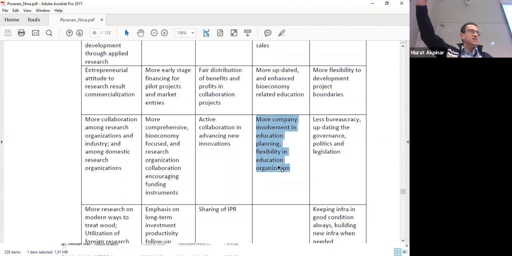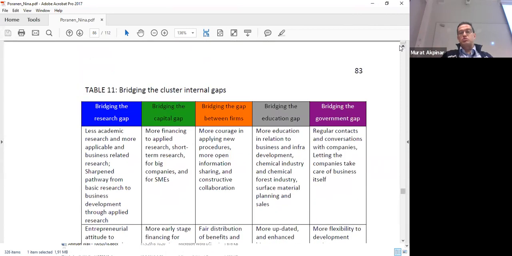So this table summarizes very nicely. Okay, we have these gaps. How do we bridge those gaps? Here you go. There are very concrete suggestions of what whoever will do should do to bridge those gaps. So this is what we are trying to find out. How do we make the actors in the region collaborate with each other to bring new business development?